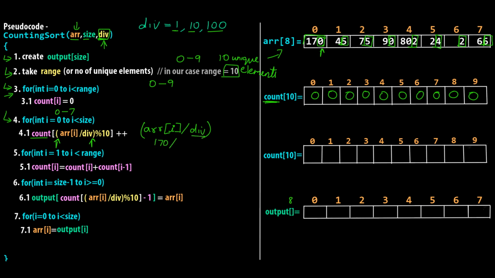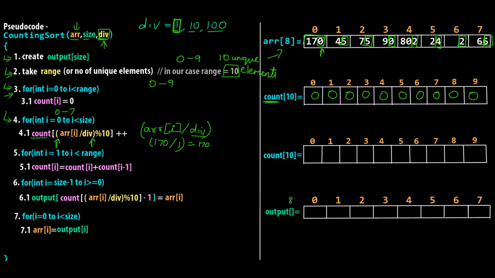What is the value of div? For the first time when the counting sort is called, remember Radix Sort was calling counting sort 3 times in the for loop. That's what we saw previously in the pseudocode. For the first time, I have written the value of div which is 1. You can see 1, 10 and 100. So 170 by 1 is obviously going to be 170.